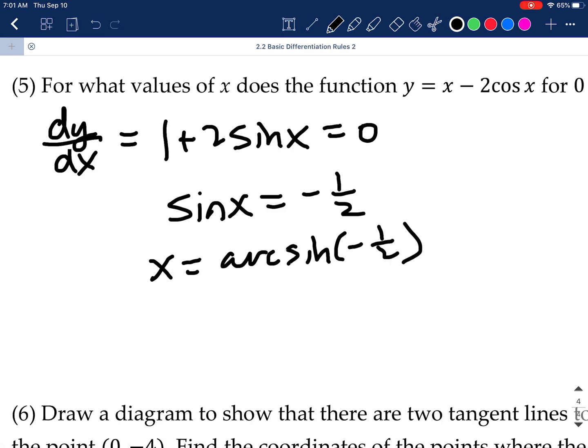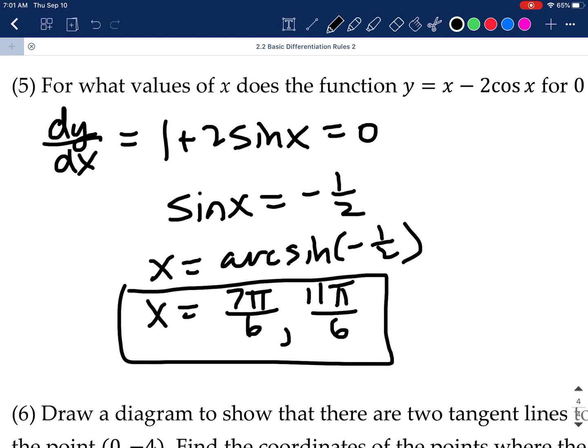So let's go ahead and figure out between 0 and 2 pi where x is going to equal that arc sine value. Negative 1/2 is going to be at 7 pi over 6 and 11 pi over 6 in the 3rd and 4th quadrant with reference angle 30 degrees. And I think that's it. And again, you can double check that by substituting in.